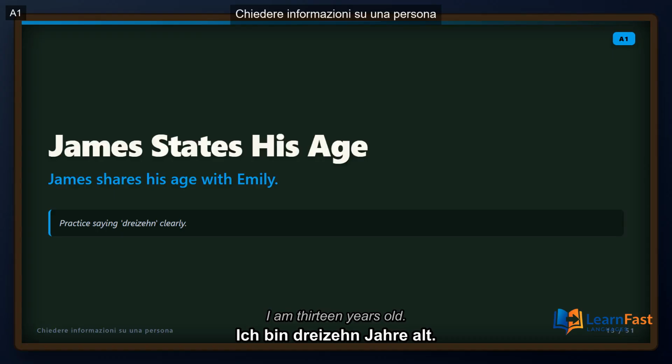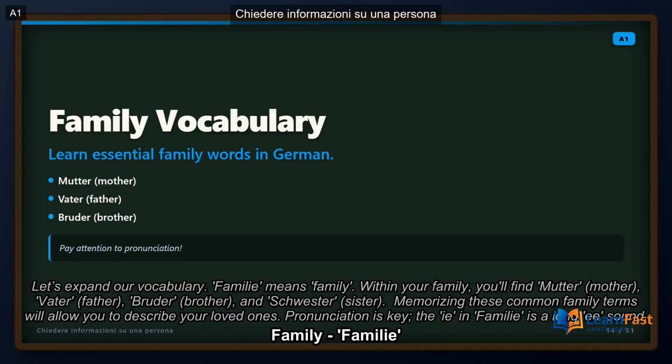Ich bin 13 Jahre alt. Let's expand our vocabulary. Familie means family. Within your family, you'll find Mutter, mother, Vater, father, Bruder, brother, and Schwester, sister. Memorizing these common family terms will allow you to describe your loved ones.